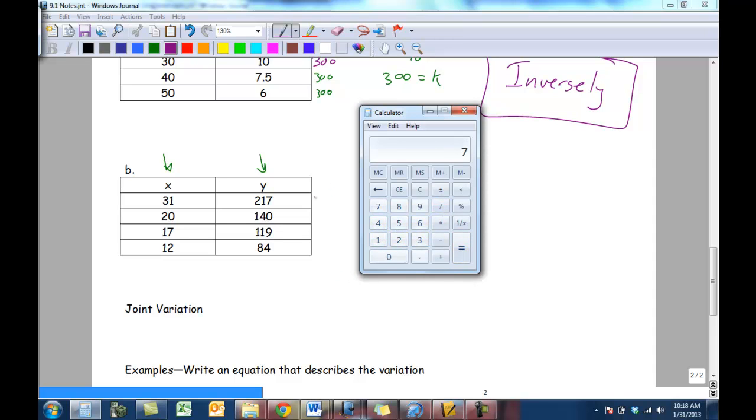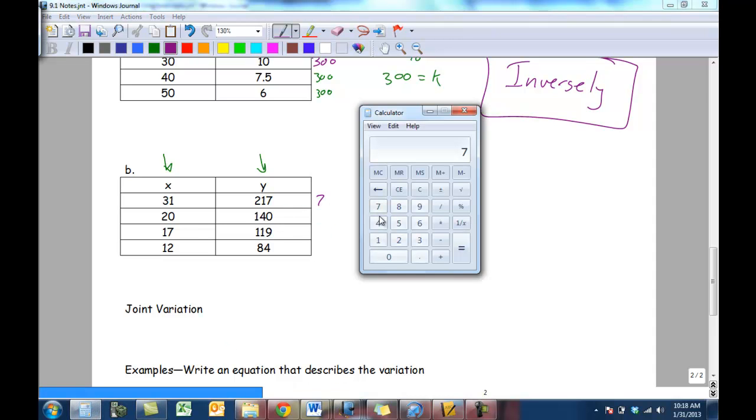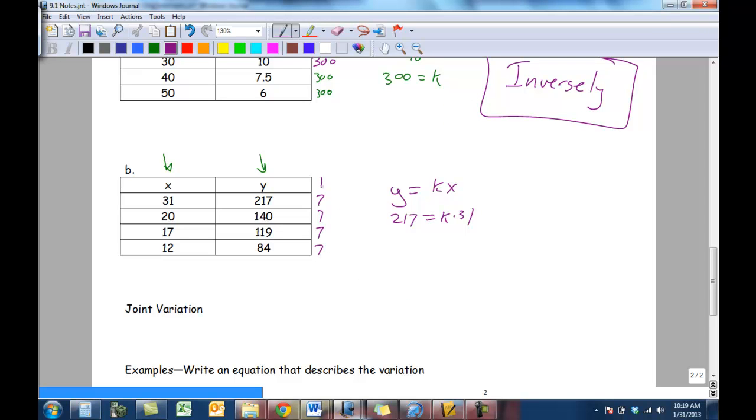I got 7. All right, divide all of these. 140 divided by 20, 7. 119 divided by 17, 7. 84 divided by 12 is 7. All these came out to be 7. K is equal to 7. So this does in fact vary directly.